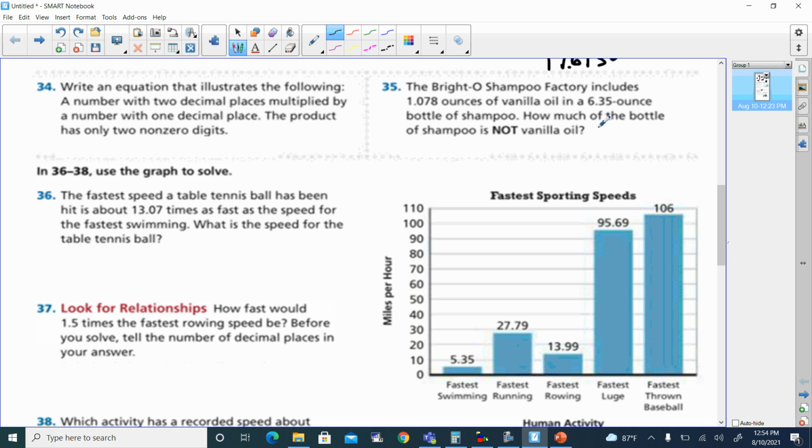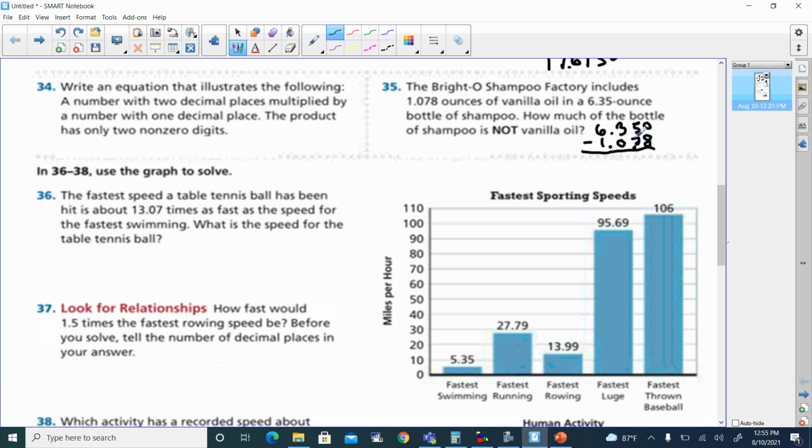So let's try it over here. 6.35. And then a minus 1.078. Because we want to see why I'm subtracting and removing the vanilla oil from it, because they said how much is not vanilla oil. And that leaves me to subtract it from 6.35, which is the total amount of the shampoo. I have to put a 0 over the 8 because there's no number there.